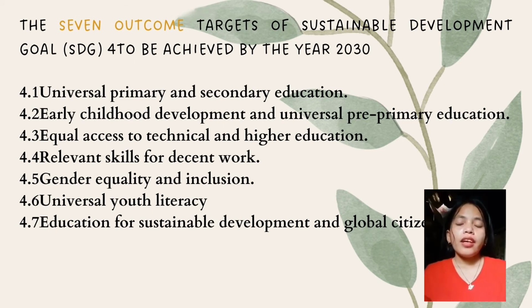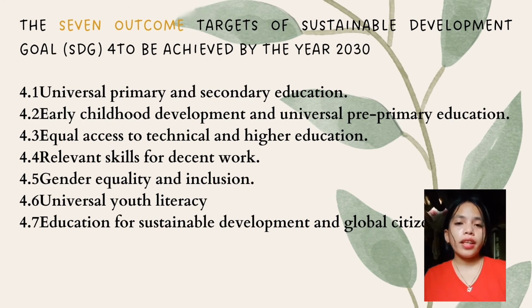So first, universal primary and secondary education. It means it deals with the participation in primary, lower secondary and universal pre-primary education. And second is early childhood development and universal pre-primary education. It means by 2030 ensure that all boys and girls have access to quality early childhood development, care and pre-primary education so that they are ready for primary education.